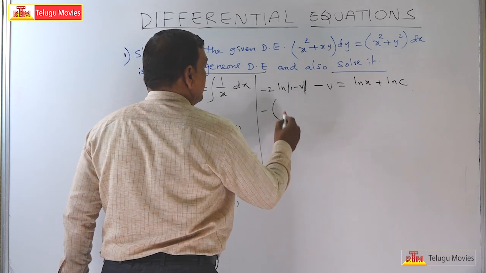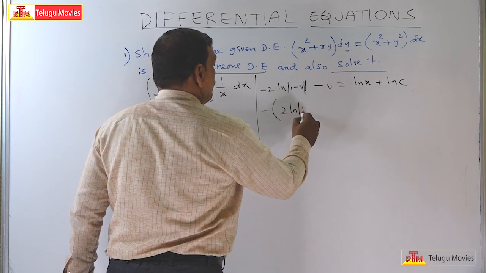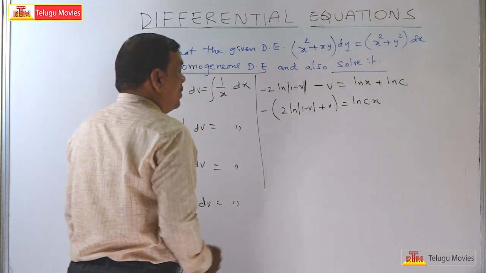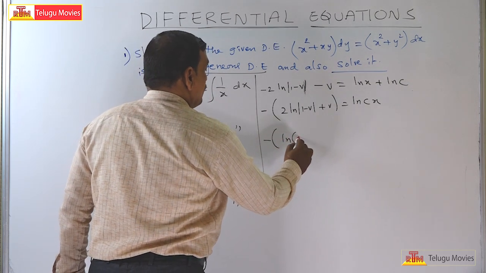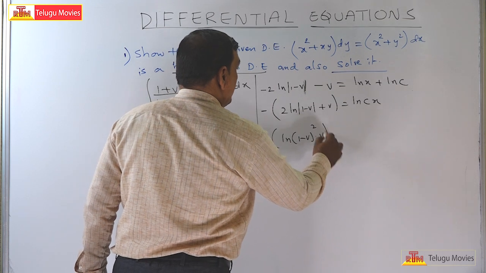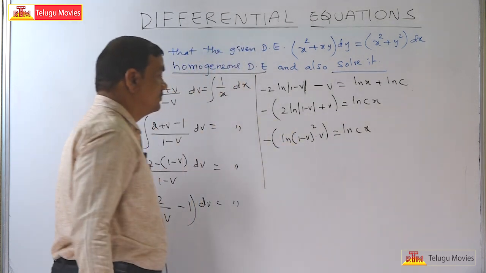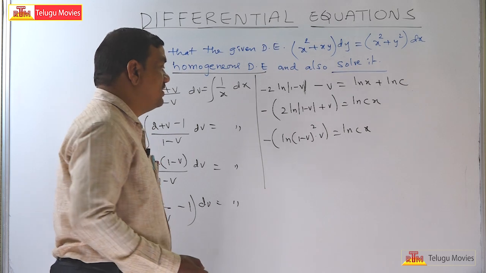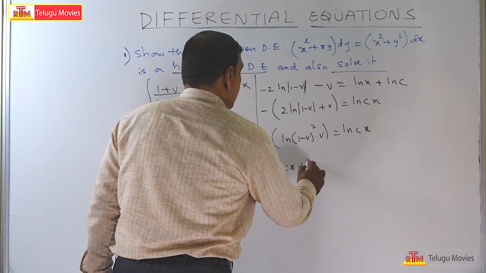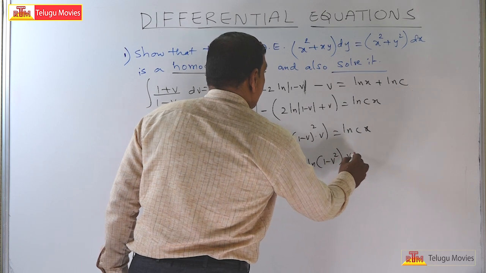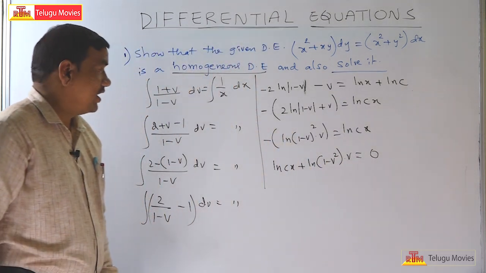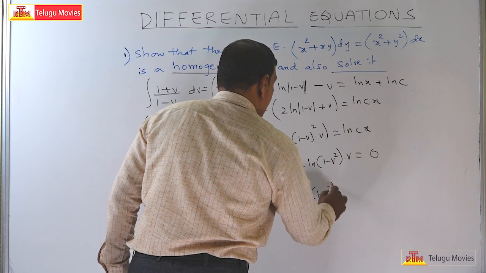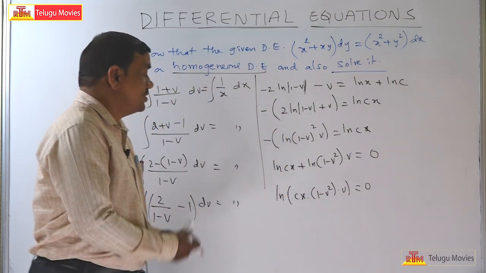So you can take the minus common. So 2 times ln of (1 minus v) plus v is equal to ln of cx. Okay, so this is equal to minus ln of (1 minus v) whole square into v is equal to ln of cx. Now, this minus, if you take that side, plus will be there. So that is ln of cx plus ln of (1 minus v) square into v is equal to 0. Now altogether, I can write down ln of cx into (1 minus v) square into v is equal to 0. So this is a logarithmic form.